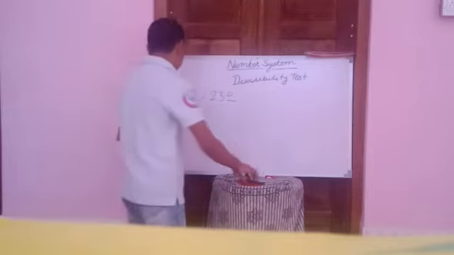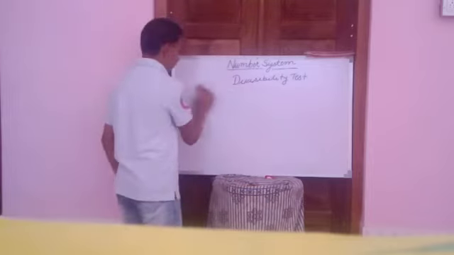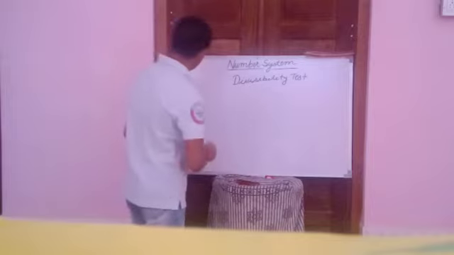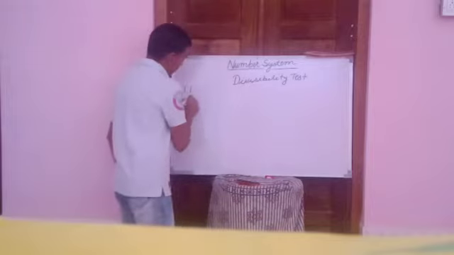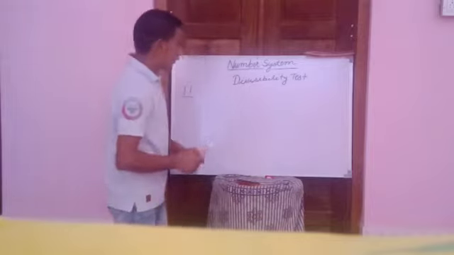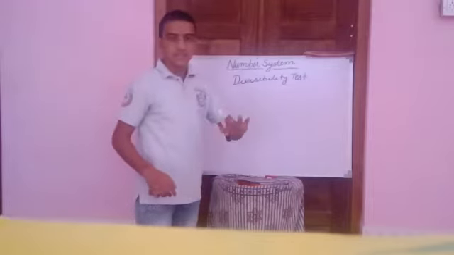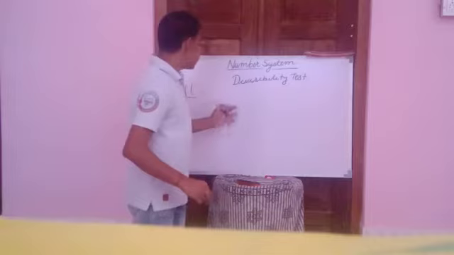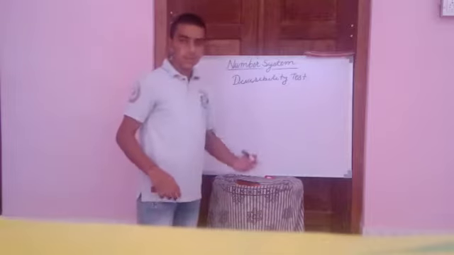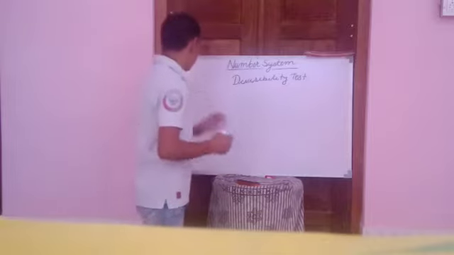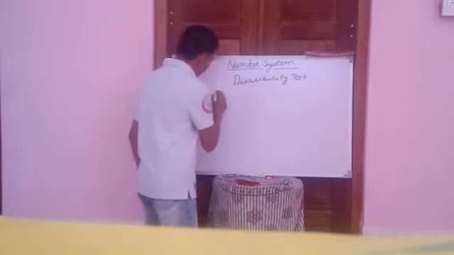So now let's discuss the divisibility rule of 11. The divisibility rule of 11 says that you add the digits at odd places and the digits at even places separately, and then find their difference. If the difference is 0 or 11, then the number is divisible by 11. Let's take an example.